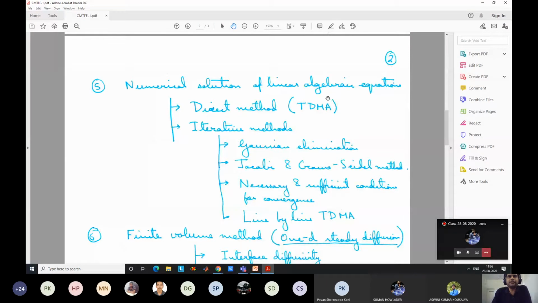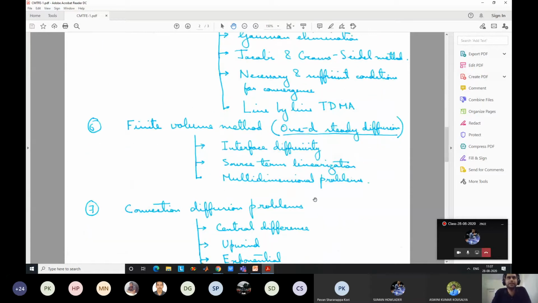So for that, there are different techniques. There are direct methods such as tridiagonal matrix algorithm, and then there are some iterative methods. So you just keep on repeating the steps and reducing the error until you get the correct result. These methods are such as Gaussian elimination, Gauss-Seidel method. So these type of methods also we'll learn. What are the necessary and sufficient conditions for convergence? Convergence means when we have achieved the correct result, when to stop. Those things also we will learn, and some other methods like line by line TDMA.